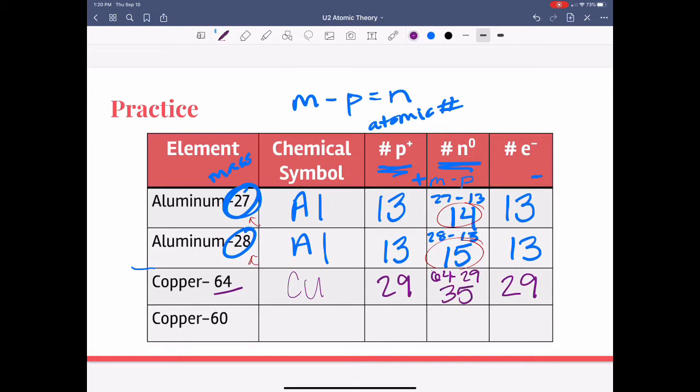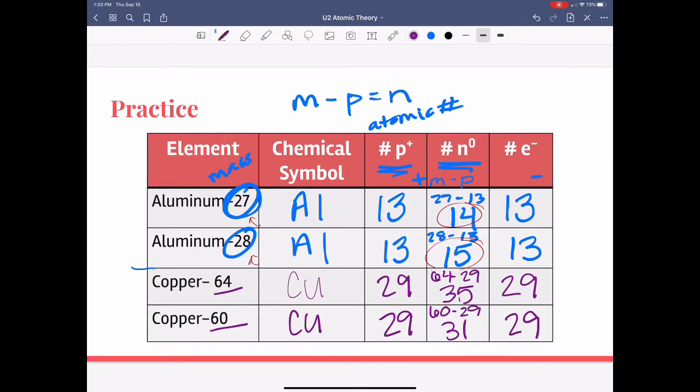Same thing. I've got another isotope of copper because they're both copper but with different masses. So the abbreviation is the same. The atomic number and number of protons is the same. And it is still neutral, so I still have only 29 electrons. Now I'm going to do 60 minus 29, and I get 31 as my number of neutrons. 60 minus 29, new mass minus protons.